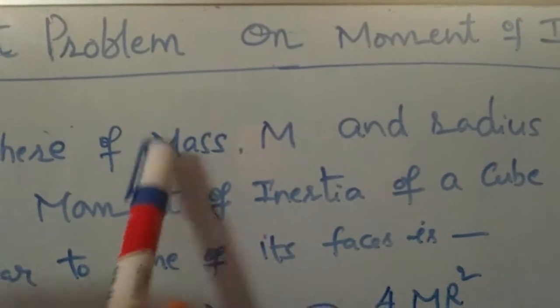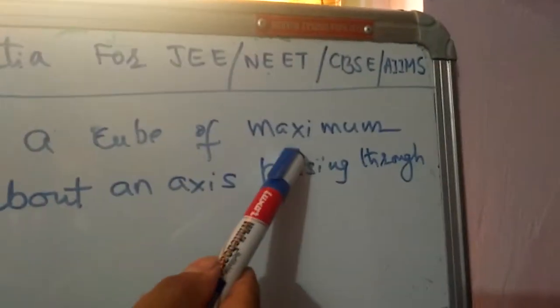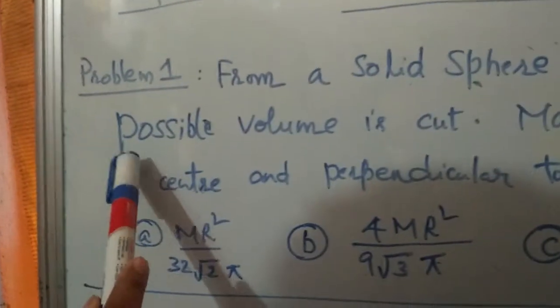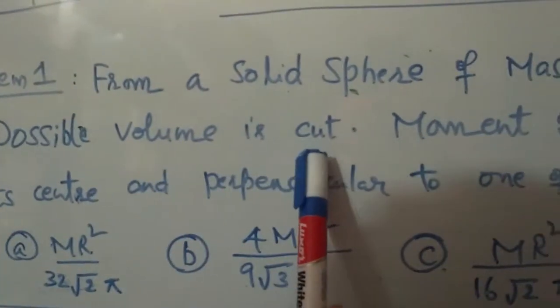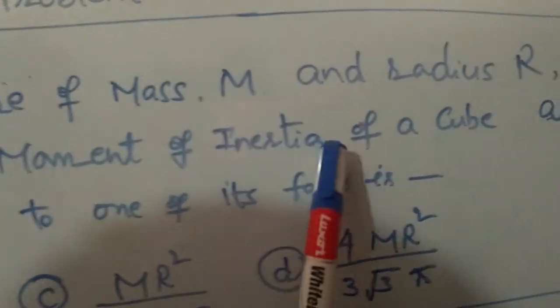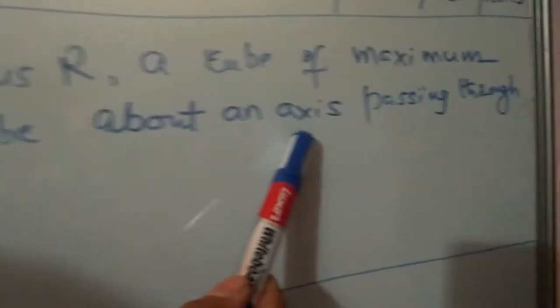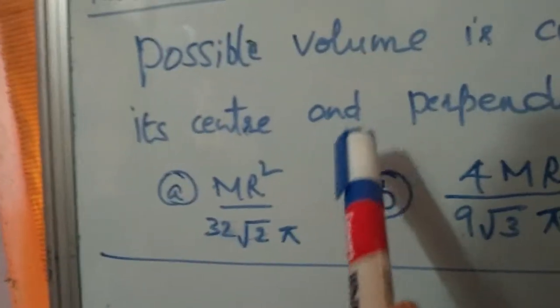From a solid sphere of mass m and radius r, a cube of maximum possible volume is cut. Moment of inertia of a cube about an axis passing through its center and perpendicular to one of its faces is.